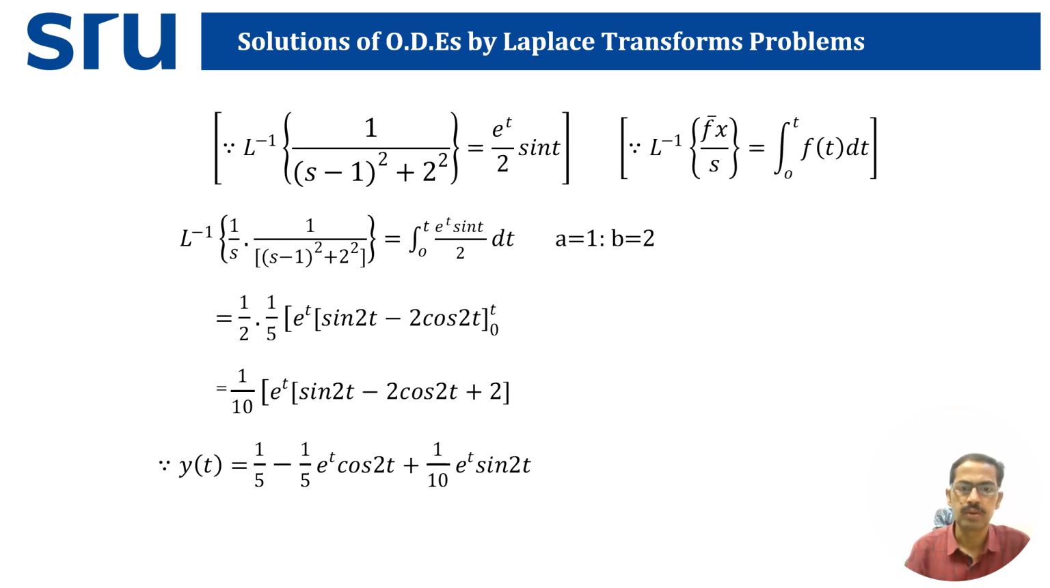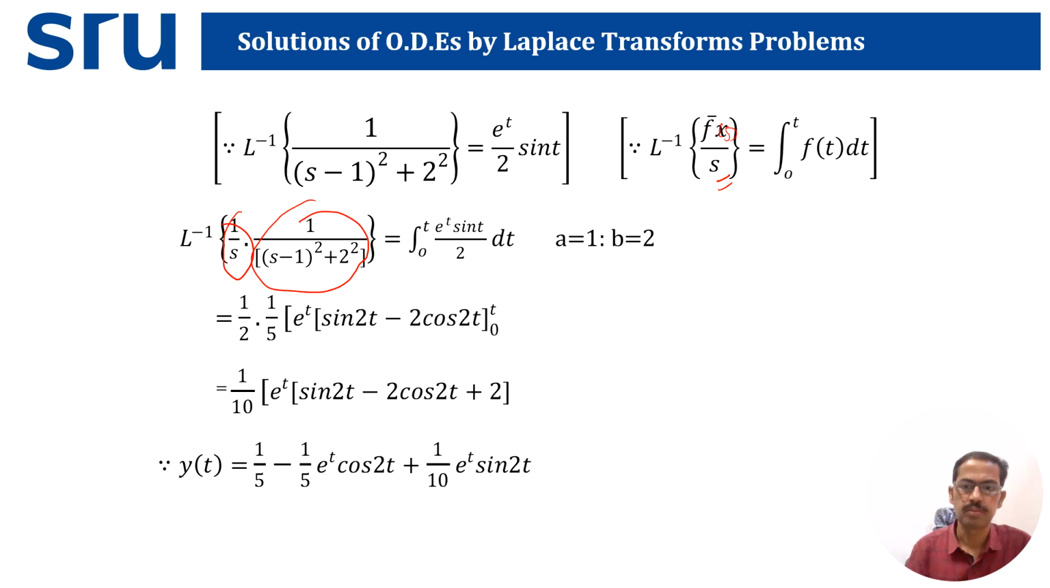So the inverse of 1 by (s minus 1) whole square plus 2 square is equal to e to the power of t sin 2t by 2. How is it possible? The inverse Laplace transform of f bar of s by s, the division by s formula, is the integral from 0 to t of f of t dt. So this is f bar of s.